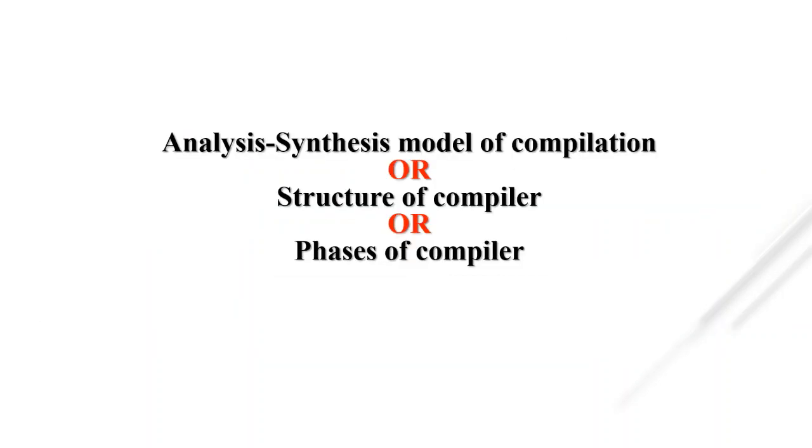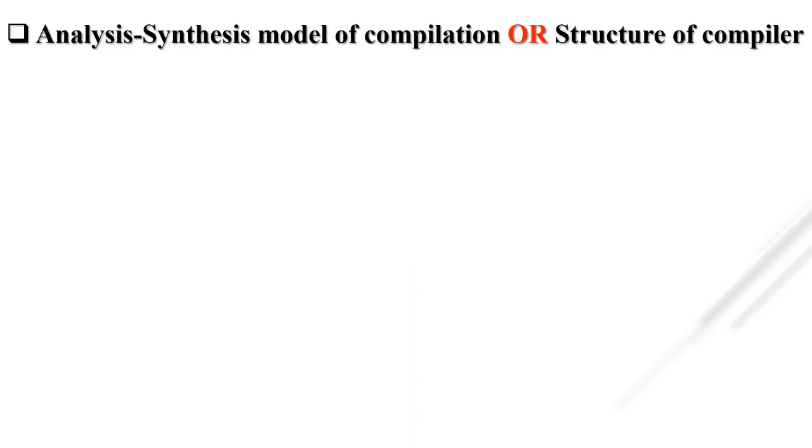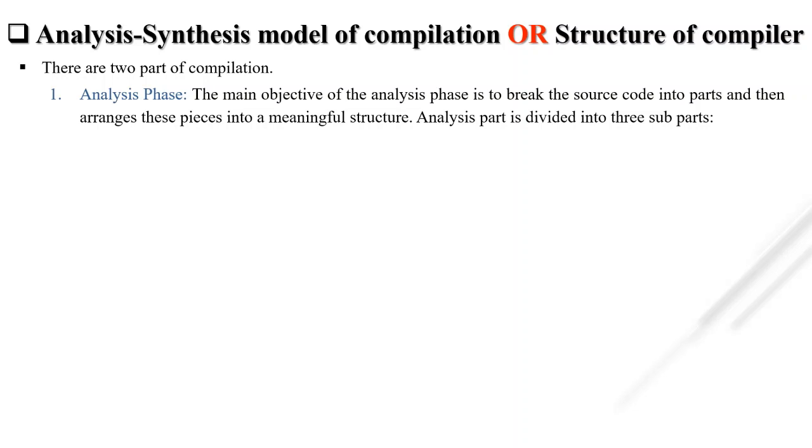So the next topic is analysis synthesis model of compilation. It is also known as structure of compiler or phases of compiler. The compilation process has two parts. First one is analysis phase and second one is synthesis phase. In analysis phase, the source code is broken into parts and the pieces are arranged into a meaningful structure. This analysis phase is further divided into three subparts: lexical analysis, syntax analysis, and semantic analysis. We will learn these phases in depth after this slide.